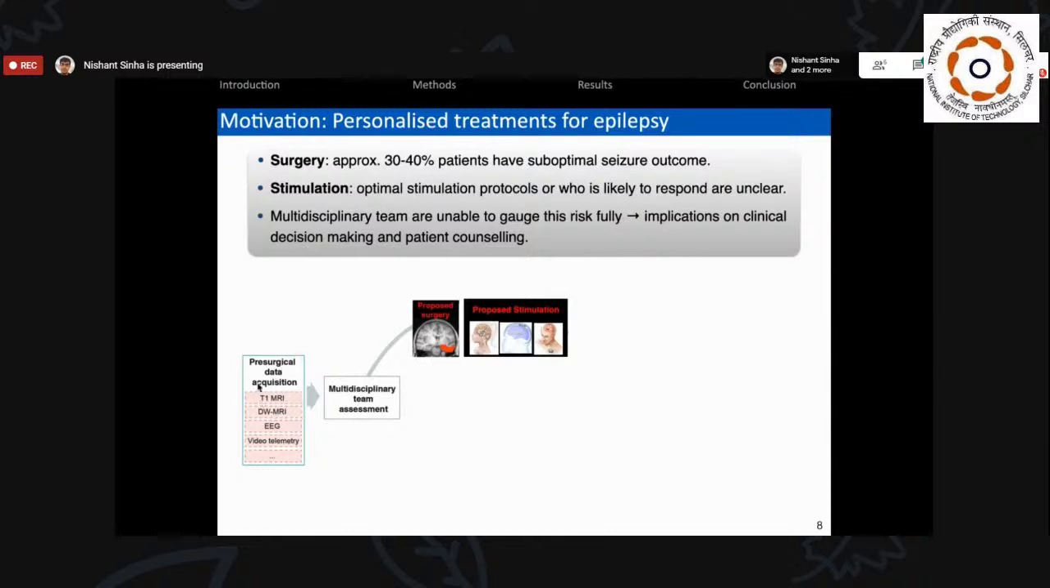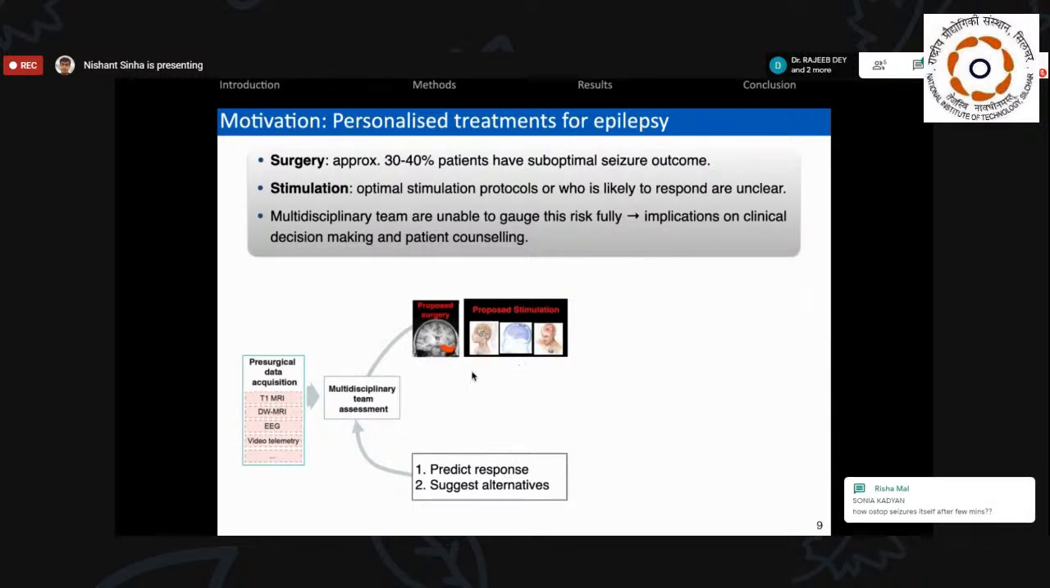So this is broadly what currently happens, where a large amount of pre-surgical data is acquired. Then this is looked at by a multidisciplinary team, and then a surgery is proposed, or a stimulation protocol is adopted. What we would ideally want to do is to feed the multidisciplinary team, given their choice of surgery or proposed stimulation technique, information about whether the patient is going to respond well to the surgical therapy or the stimulation therapy. And also to suggest some alternatives: if this brain area, as shown here in red, cannot be removed, or removal of this would not lead to seizure freedom, what are the other options which the clinical team can look at?